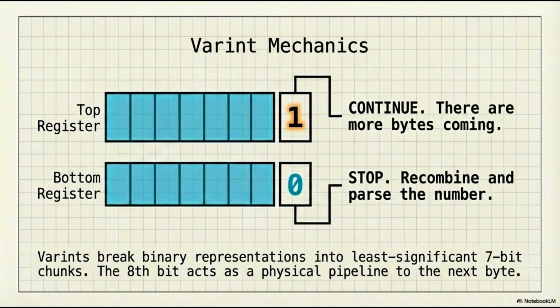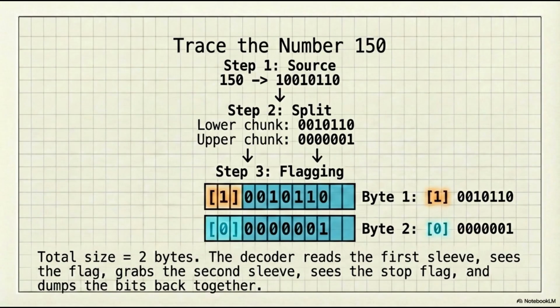Let's do a literal step-by-step walkthrough of this. Let's trace the number 150. Okay, let's do it. So in binary, 150 is 10010110. Right. And we need to split that from the bottom. Yep. So the lower 7 bits are 0010110, and the upper chunk is just 0000001.